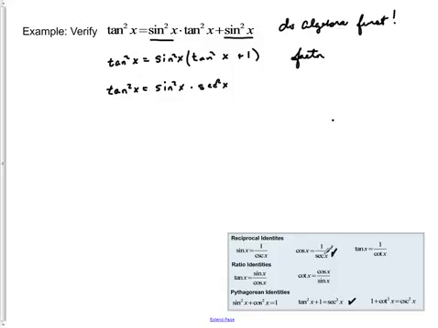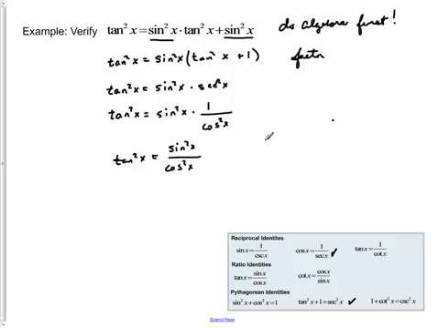I notice that secant of x and cosine of x are reciprocals. And look at what's going to happen now. If we say we've got tangent squared x on the left, we've got sine squared x on the right times 1 over cosine squared x. And it is a fact that tangent squared x would equal the square of the sine of x divided by the square of the cosine of x.